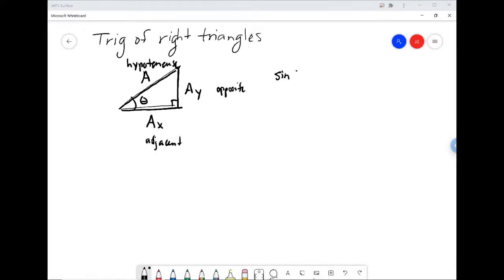The sine of an angle theta is opposite, I'll abbreviate here, over hypotenuse. Cosine equals adjacent over hypotenuse, and tangent equals opposite over adjacent.